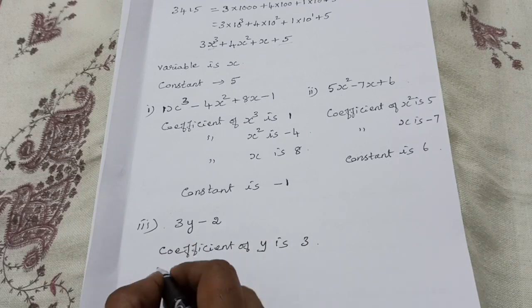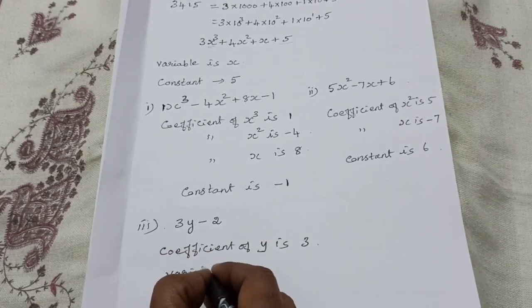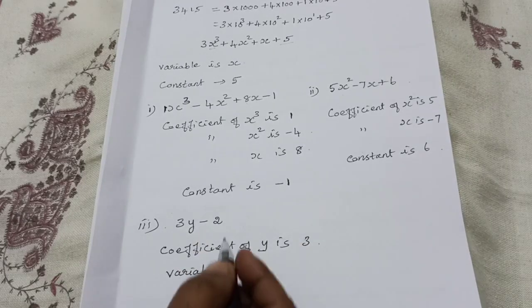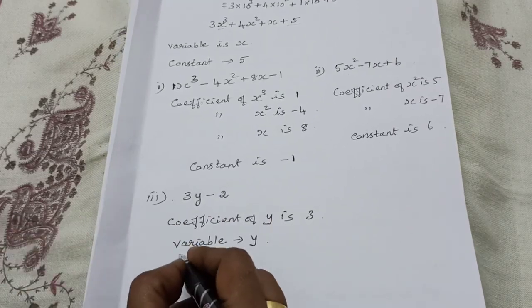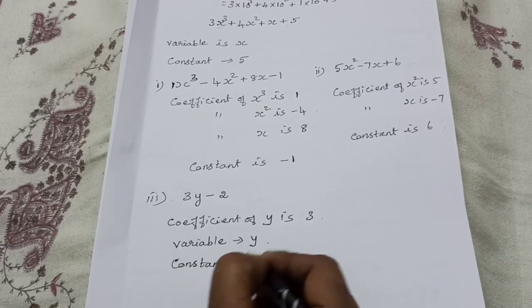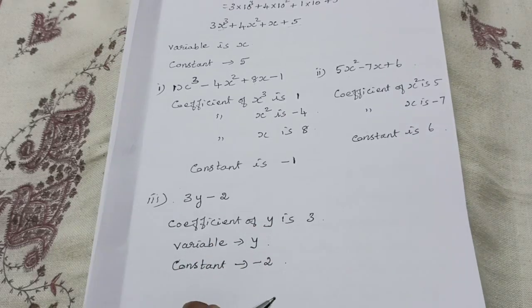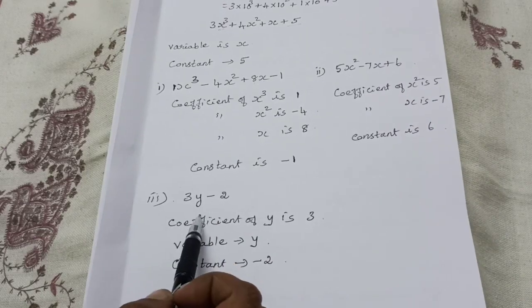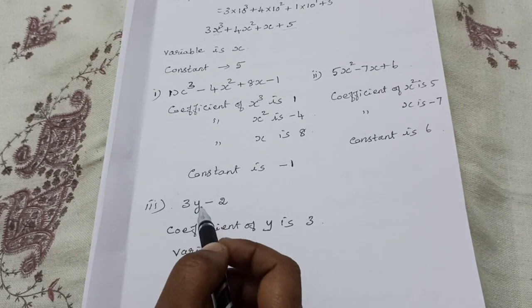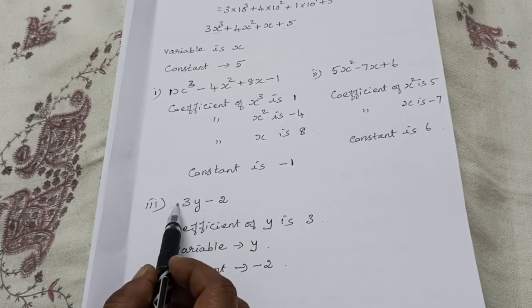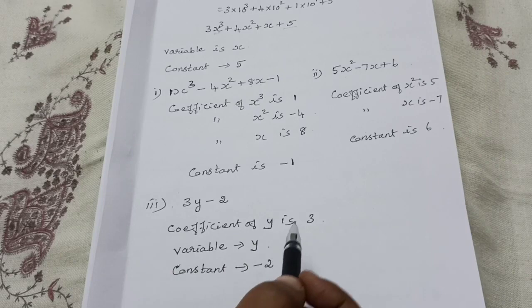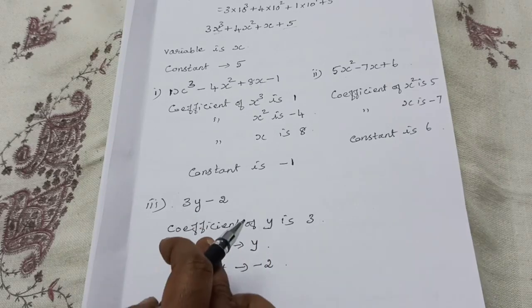Which is the variable here? Y is the variable. Then which is the constant here? Minus 2. Have you understood? Y is the variable and the constant is minus 2. Then the coefficient of y is here multiplied by this variable. This is the coefficient. Any doubt? Very clear?